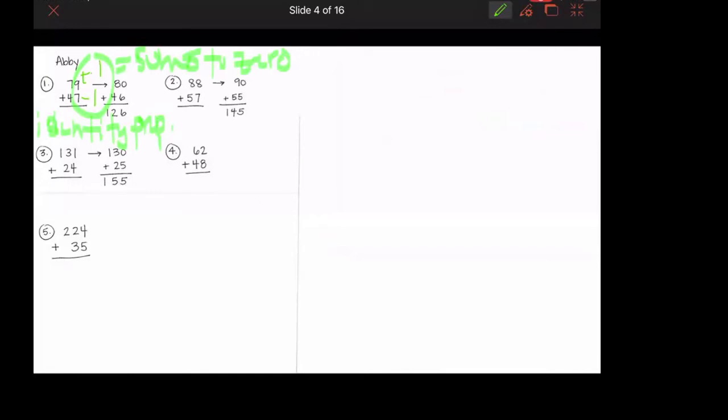Another way we can think about this is if we write our numbers horizontally, then we can think about 79 plus 47. Well, I can decompose 47 as 1 plus 46. And now when I think about 79 plus 1, this is my associative property. I can associate 79 plus 1 and get 80 plus 46.